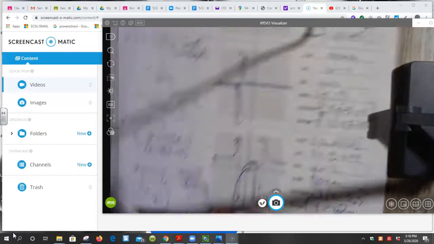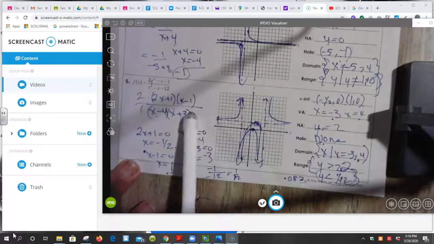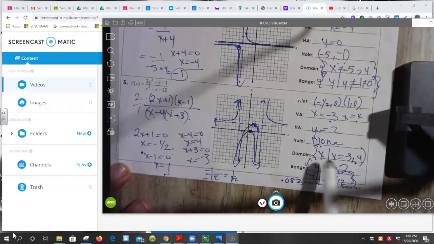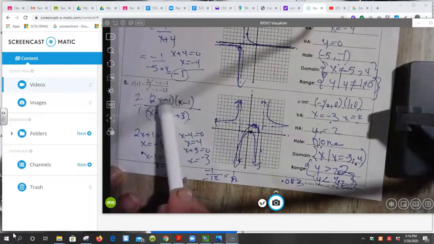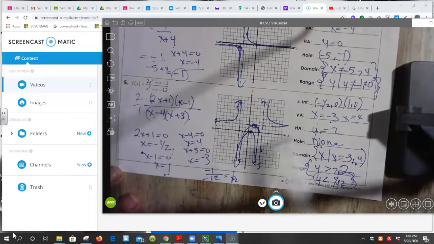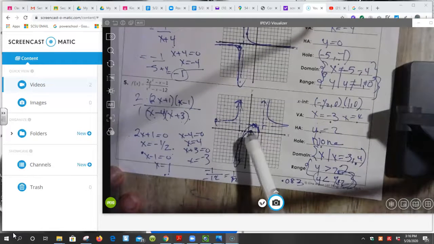It can't be 0 because that's where the asymptote is, and it can't be negative 1 because that's where the hole is. Down at the bottom here, we factor the numerator and denominator. There are no common factors, so there is no hole. For the x-intercepts, we solve the numerator for 0, and we get negative 1/2 and 1, so that's where the intercepts are, negative 1/2 and 1.